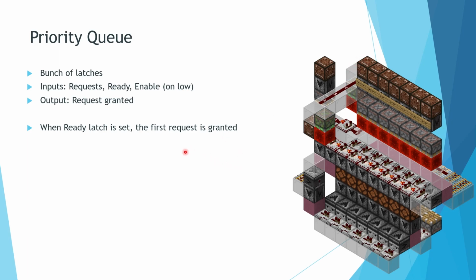It's important to note this is a priority queue. So if we, for instance, have this piston and this piston extended, so these 2 latches are down, this request will always be granted first, just because of the nature of how the comparator line is directional.